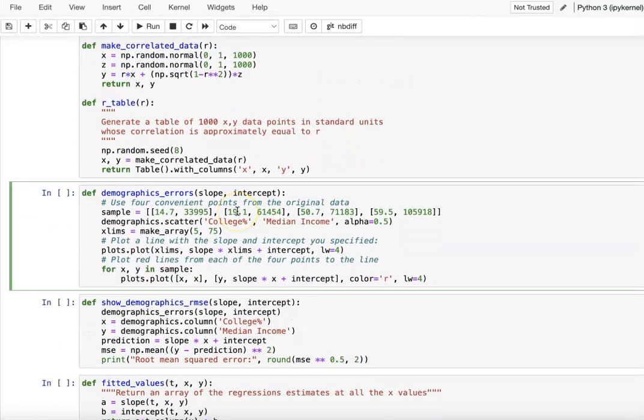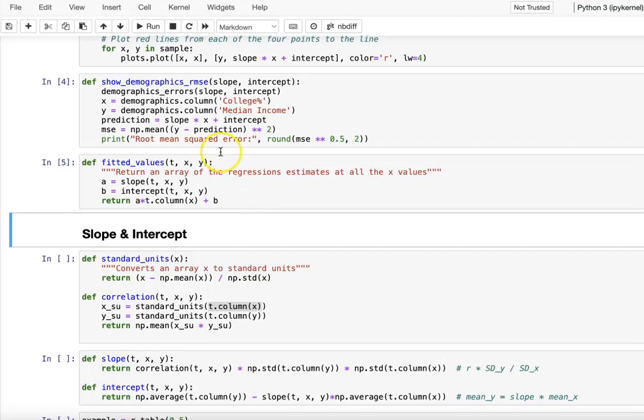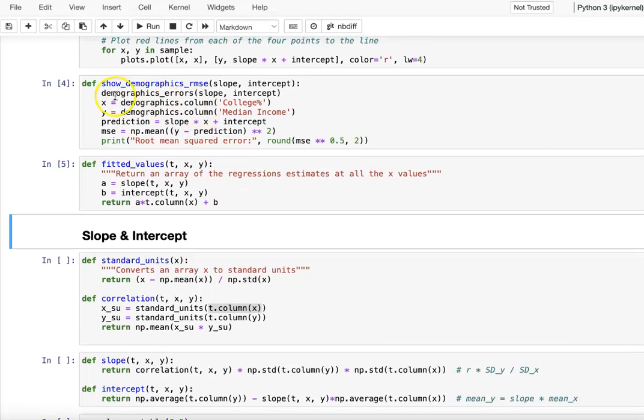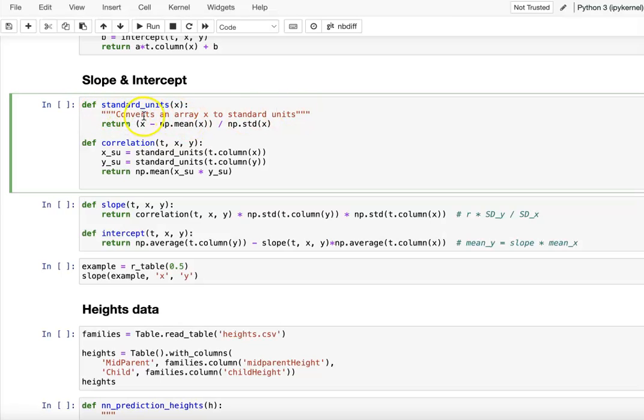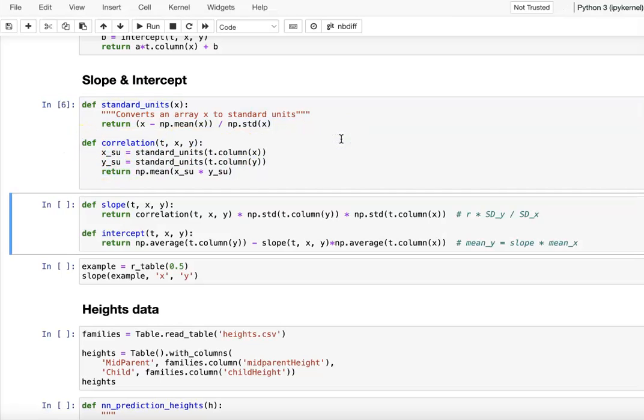Okay, so for today's lecture, we also add a few more functions. So please make sure you run every cell before we see the example. For this lecture, we still need the standard unit function and the correlation function. And in your demo file, you will see we ask you to fill in the function implementation for the slope and the intercept. Here, I already filled them in.